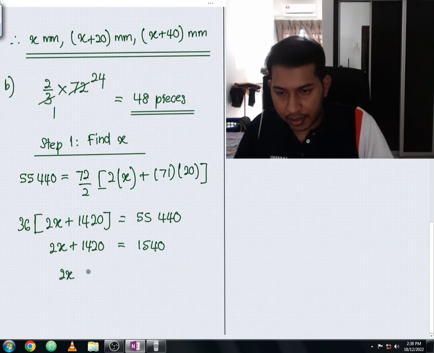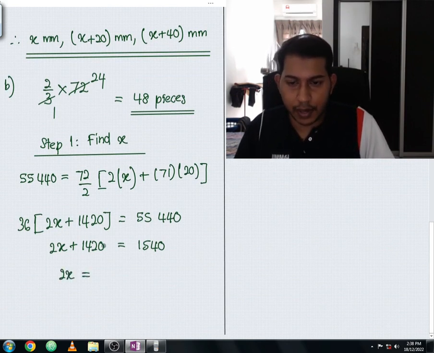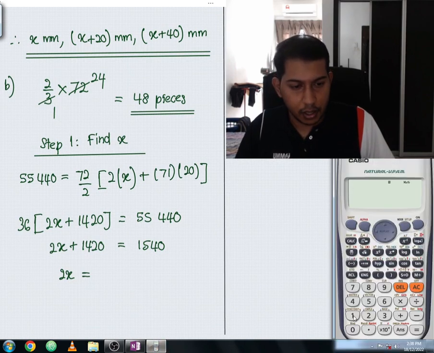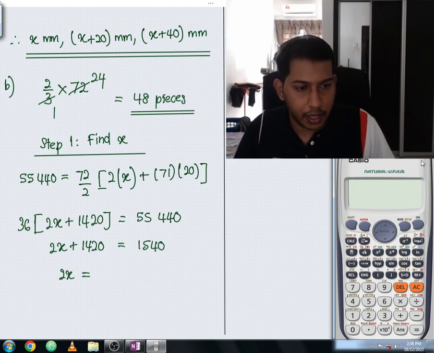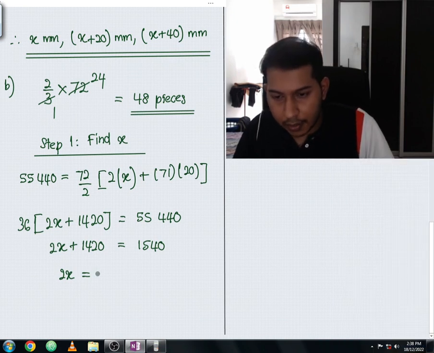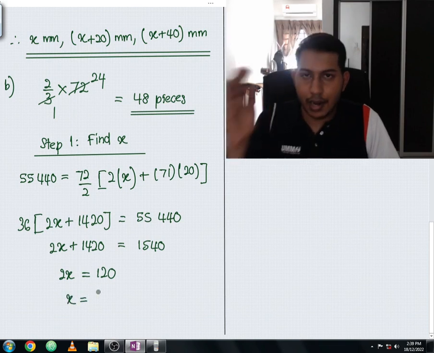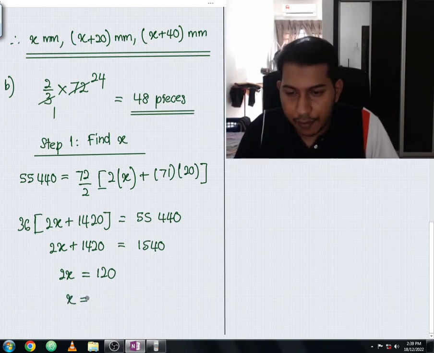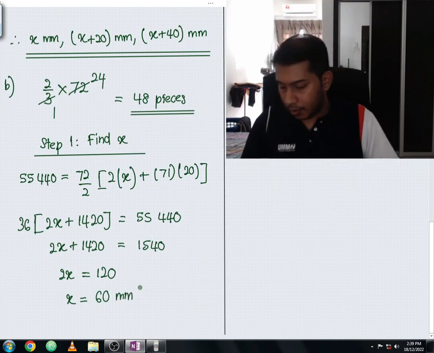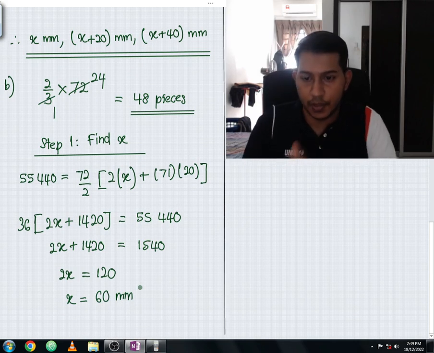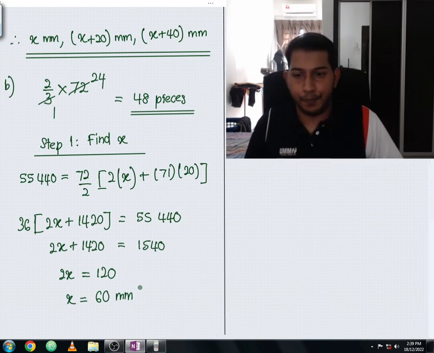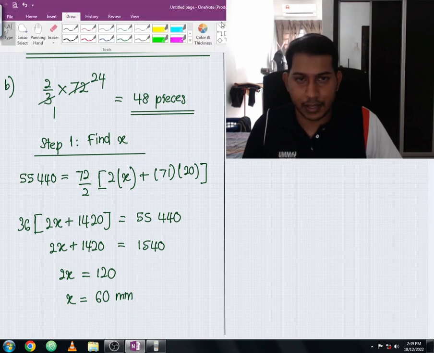To get 2x, it will be 1540 minus 1420. Let us calculate them together. 1540 minus 1420 is 120. So 2x equals 120, so x equals 120 divided by 2, and therefore x equals 60 millimeter. This is your first term. So we know that our first term is 60 millimeter. Let us underline this. This is your very first step.